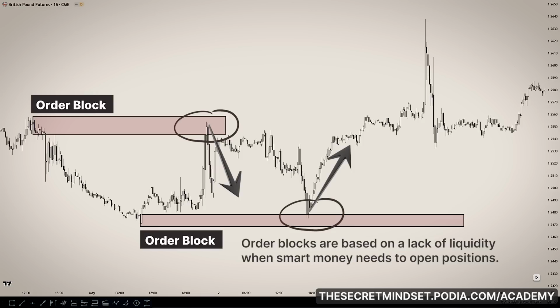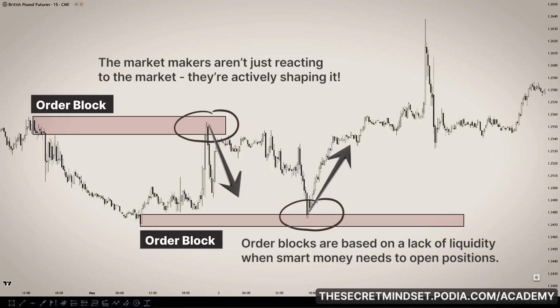Remember this part. Order blocks are based on a lack of liquidity when smart money needs to open positions. The market makers aren't just reacting to the market. They're actively shaping it. They're creating the conditions they need to make their moves.